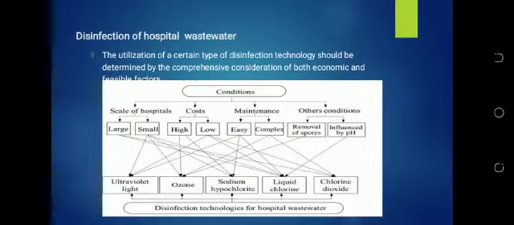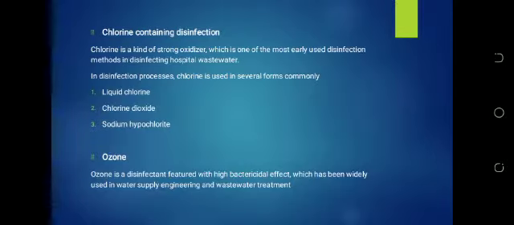Then liquid chlorine can be used on a large scale, has a low cost, and is influenced by pH. Then chlorine dioxide can be used easily on a large scale and has low cost, but maintenance is complex. Chlorine containing disinfection: chlorine is a kind of strong oxidizer, which is one of the earliest used disinfection methods in disinfecting hospital wastewater.